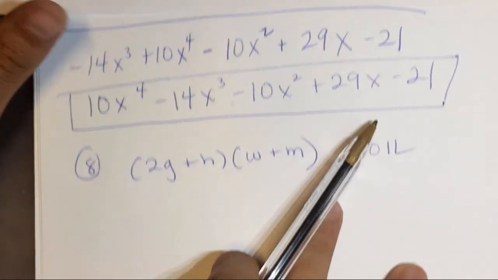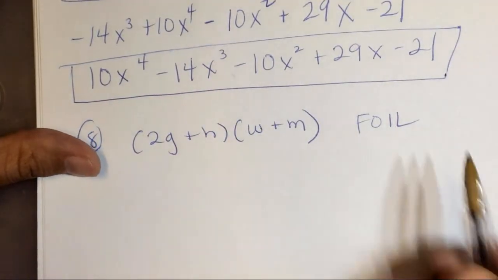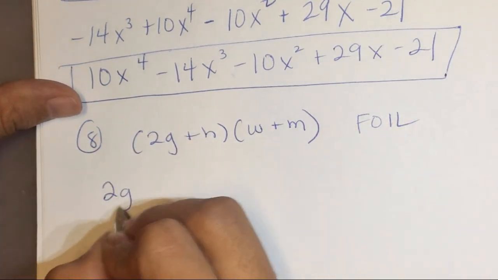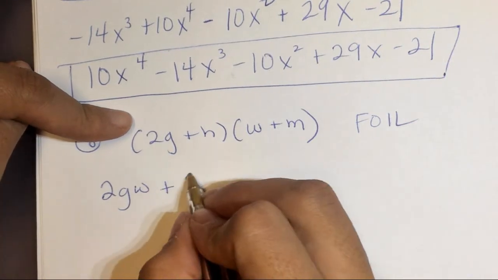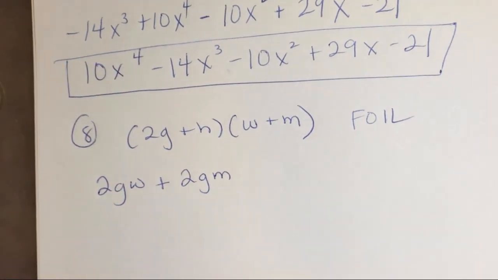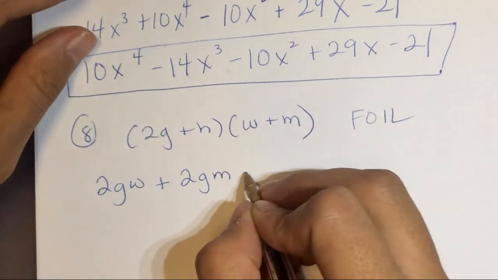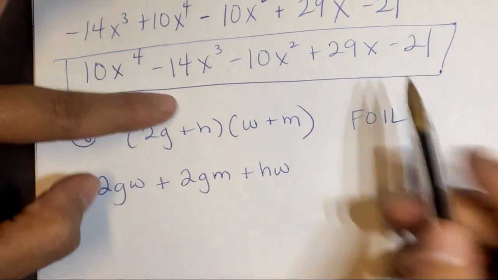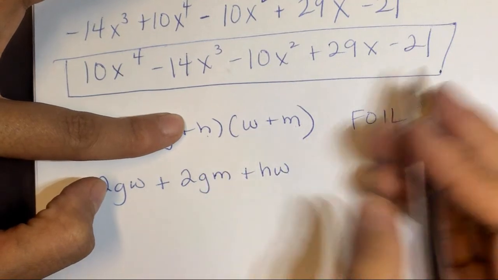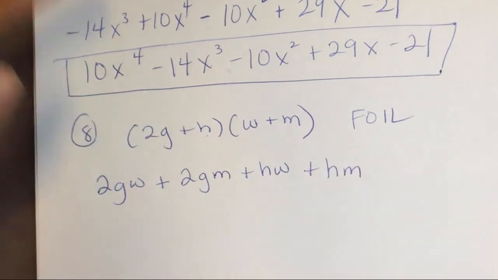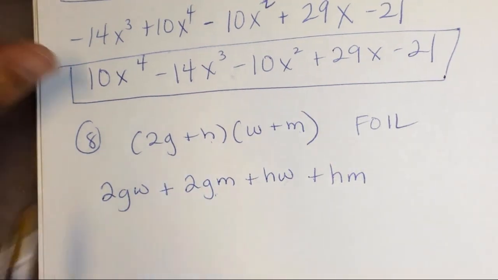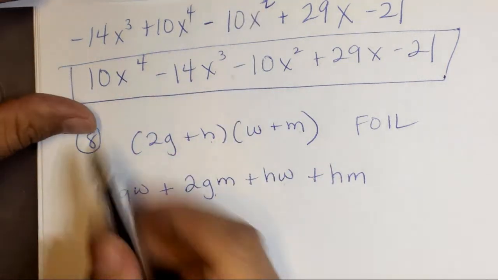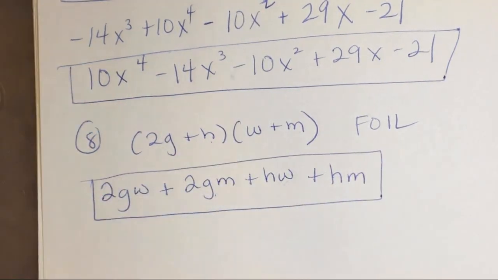So multiply the first, 2g times w. So there's nothing in common, so it's 2gw. Outer, you get 2g times m, so it's 2gm. Inner, you get h times w, so it's just hw. And then last, you get h times m, so it's hm. Now I'm going to check, do I have any terms in common? Like, do they have the same last name? And they don't, so this is my final answer. I cannot simplify it any further. So I'm just going to leave it like that.